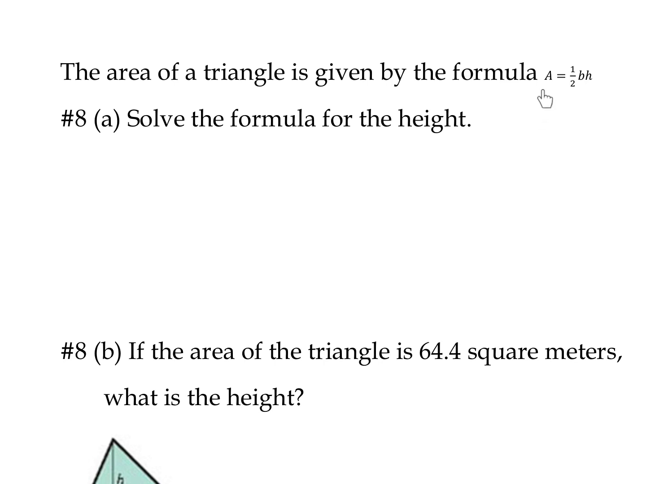The formula for the area of a triangle is 1/2 base times height. We want to solve this formula for the height. We want to get the h by itself. So with a fraction, how can we cancel out a fraction? We have the 1/2 there. If we want to cancel it out, we can multiply both sides by 2.